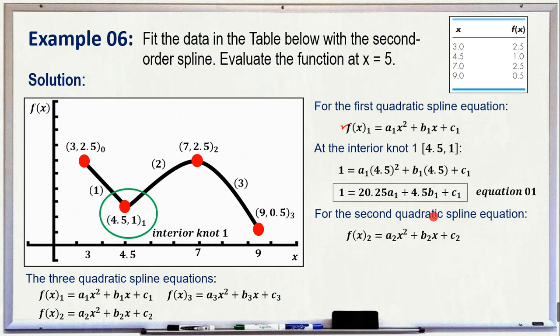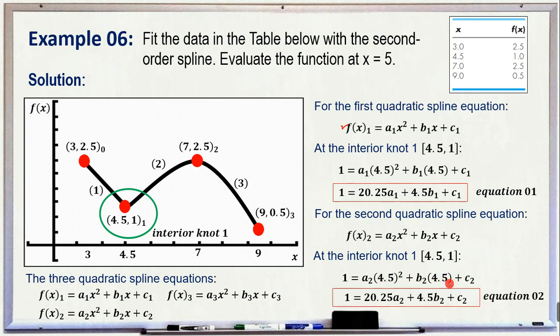And for the second quadratic spline equation, at the interior knot number 1, we have 1 is equal to a2 times 4.5 squared plus b2 times 4.5 plus c2. Simplifying this one further, you will arrive at your equation number 2. And that is 1 is equal to 20.25 a2 plus 4.5 b2 plus c2.